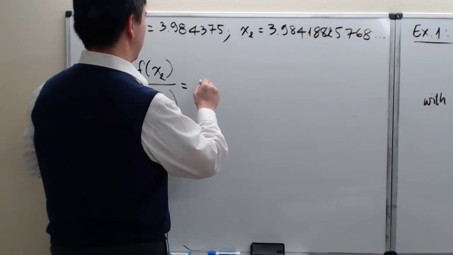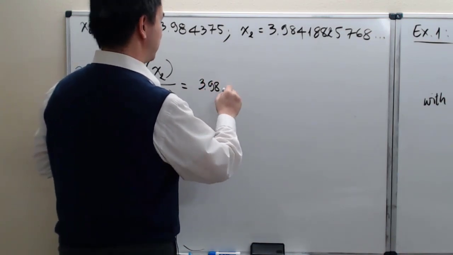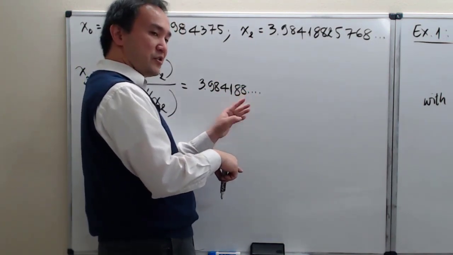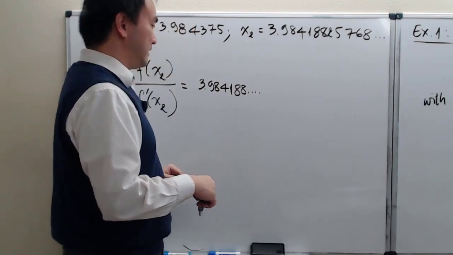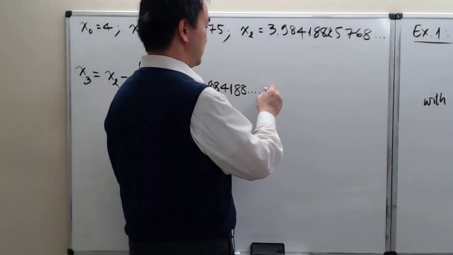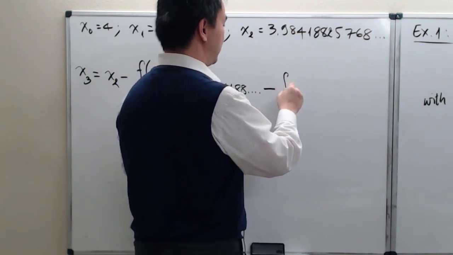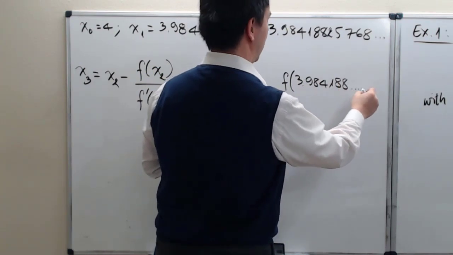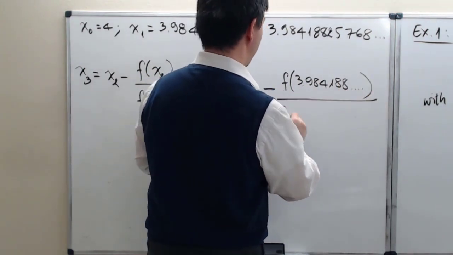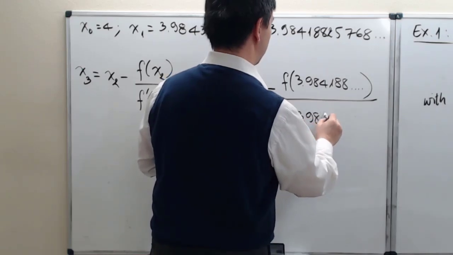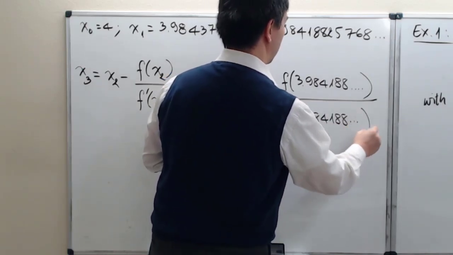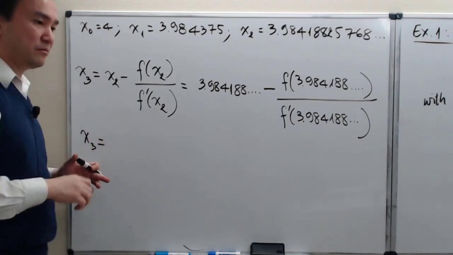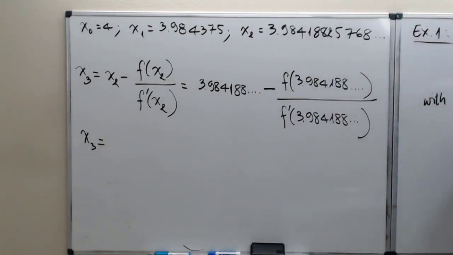I'm not sure if I can write all of that there, but so 3.984188, and a lot longer. How's that? And so it's not really a rounded version. I just had to leave the remaining decimals out to leave myself enough space. Minus f at 3.984188, and a lot longer, divided by f prime at 3.984188, and a lot longer. And so now again, I am going to step away momentarily for another calculation of mine.